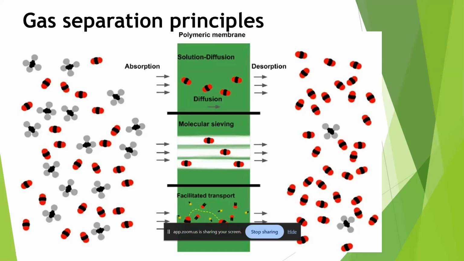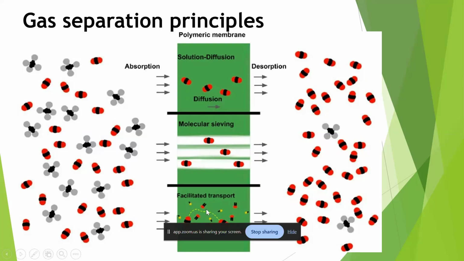CO2 being a smaller gas, smaller gas in the sense it is having a smaller kinetic diameter. Kinetic diameter is the space that each particular molecule is taking while passing. So methane will be excluded and only CO2 will be passed through. And the third one is the facilitated transport, which was my area of work during my PhD.